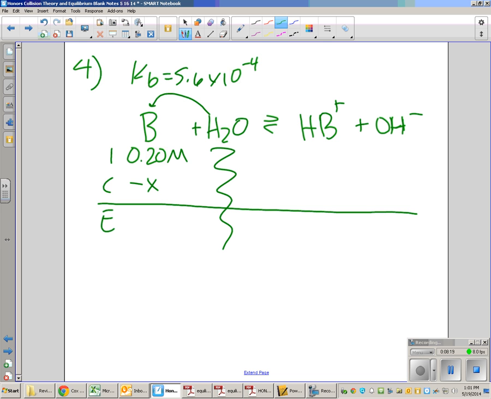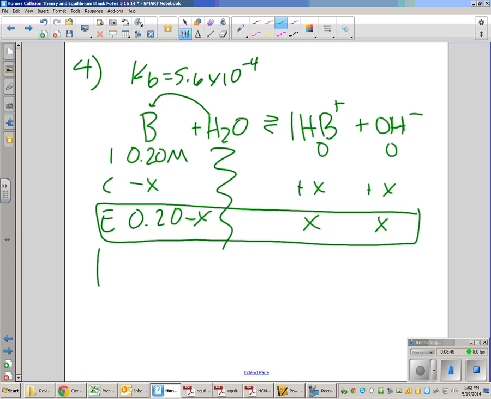Nah. What else? I start off with 0 of each of my products, because I don't start with products, but then I make products by adding plus X. If this happened to be a 2 here, what would I add? 2X, but that's a 1 coefficient there. So plus X, so then we have 0.2 minus X, X, and X. Yay, from initial to equilibrium.